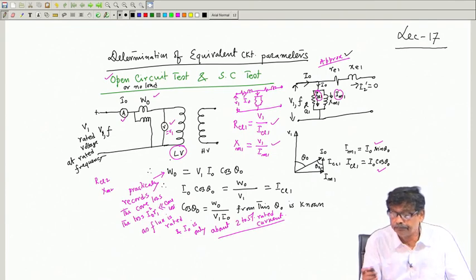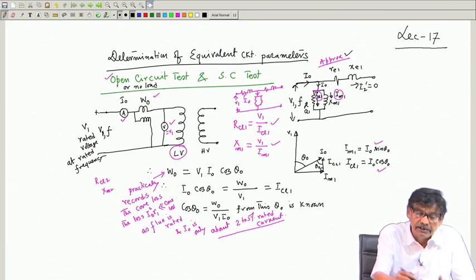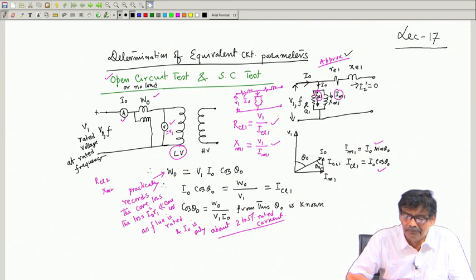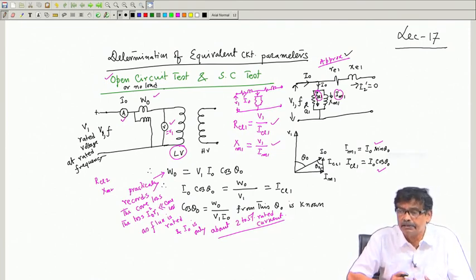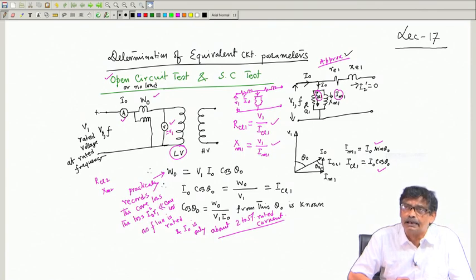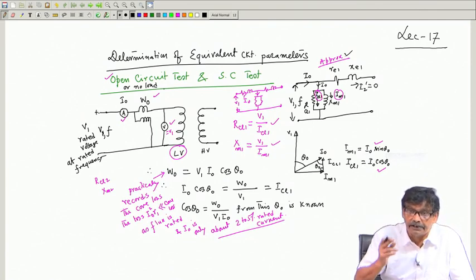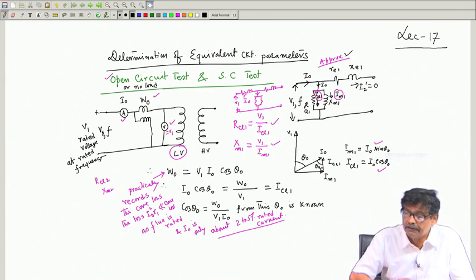In any case, the approximate equivalent circuit is this. The reading W naught will practically record the core loss taking place in the transformer, because the no load current is very small. There will be some copper loss in the primary winding, I naught square into R1, and that can be neglected, because the flux is rated: rated voltage, rated frequency, so the flux will be rated.